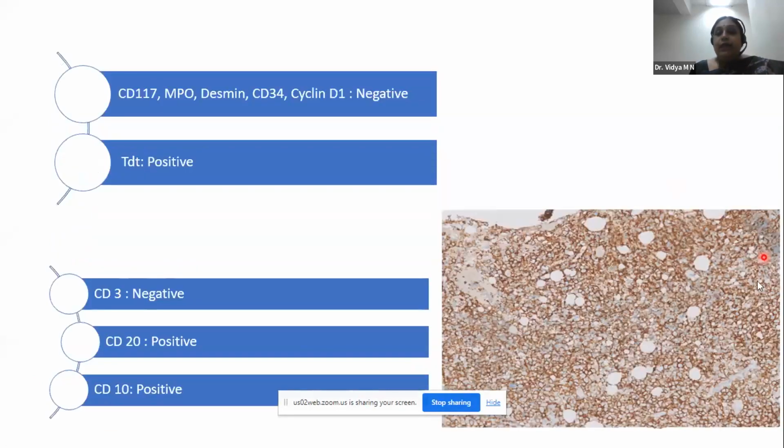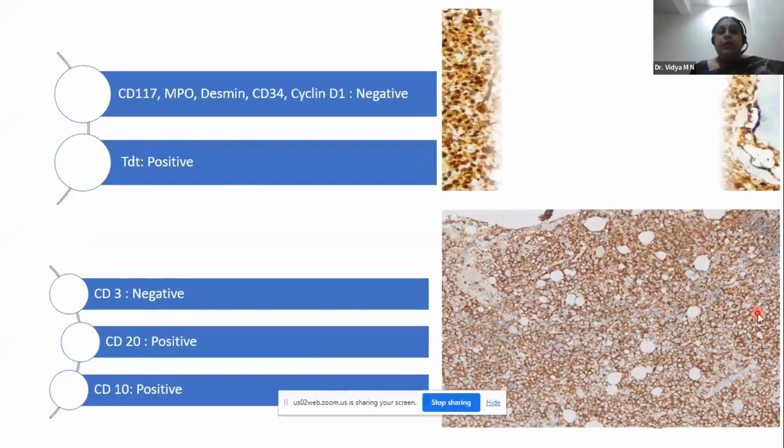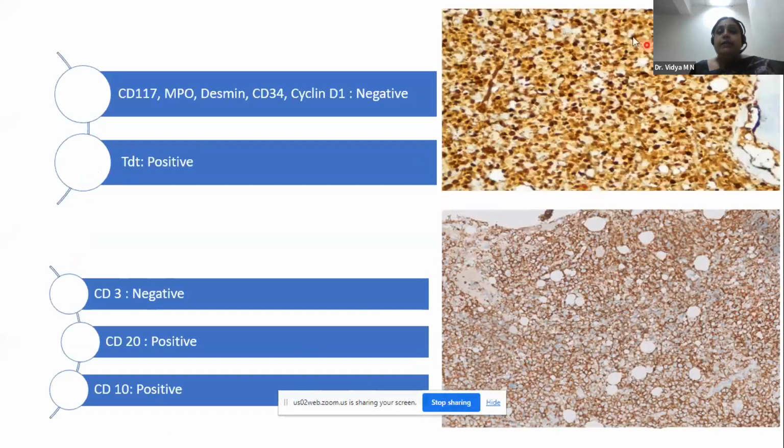What did we do then? We have nice membranous staining here. So we did a TdT. TdT highlighted all the tumor cells. That means we were dealing with a lymphoblastic lymphoma. So CD117, MPO, desmin, CD34, cyclin D1, etc. were also put, but they were all negative.